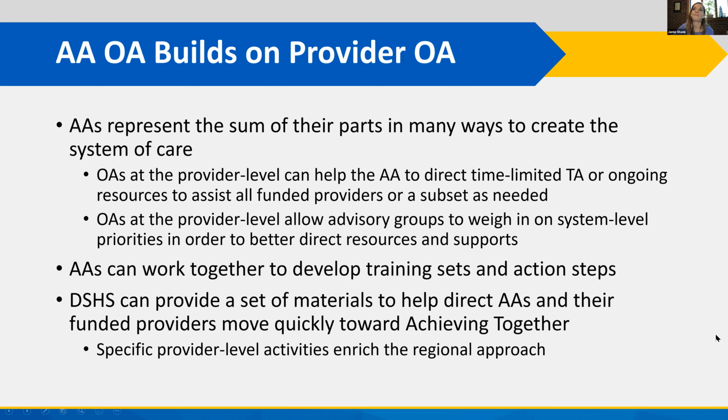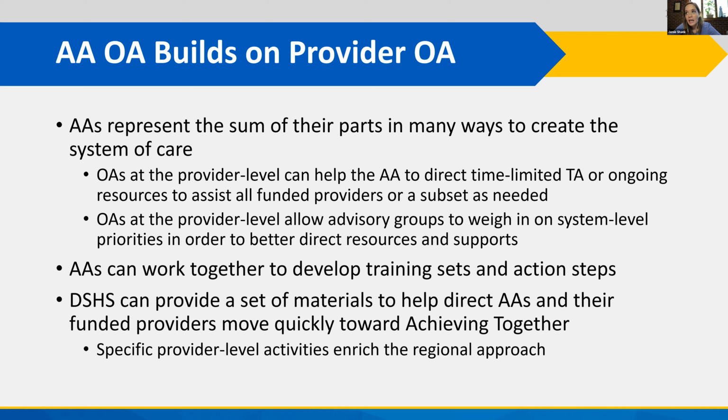communication channels. Michael shared that visual earlier that showed the relationship of like HAB to the state, to the AA, to the provider, but it was a two-way street, right? And then we have things that roll up. So in that same way, we're the sum of our parts. And OAs at the provider level allow for those advisory groups to weigh in, the boots on the ground, the CABs, the PACs, the other pieces to weigh in on the system level priorities to help direct. So again, it's a two-way dialogue and it's an interrelated relationship. Another point of leverage is that AAs can work together to develop training sets and action steps.